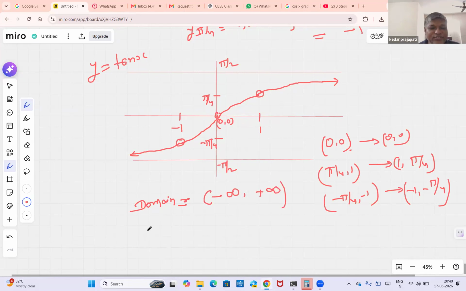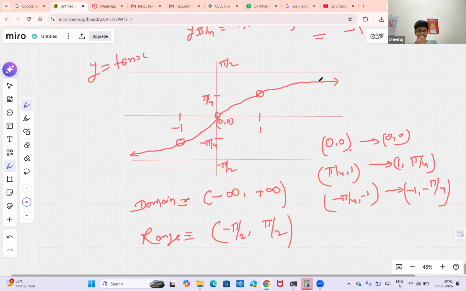And range is, now you will not reach pi by 2. So it will be minus pi by 2 to pi by 2, open but open, because this graph will never touch the pi by 2 line. The line passing through pi by 2 will not be touched. Any doubt, Dheeraj? No.